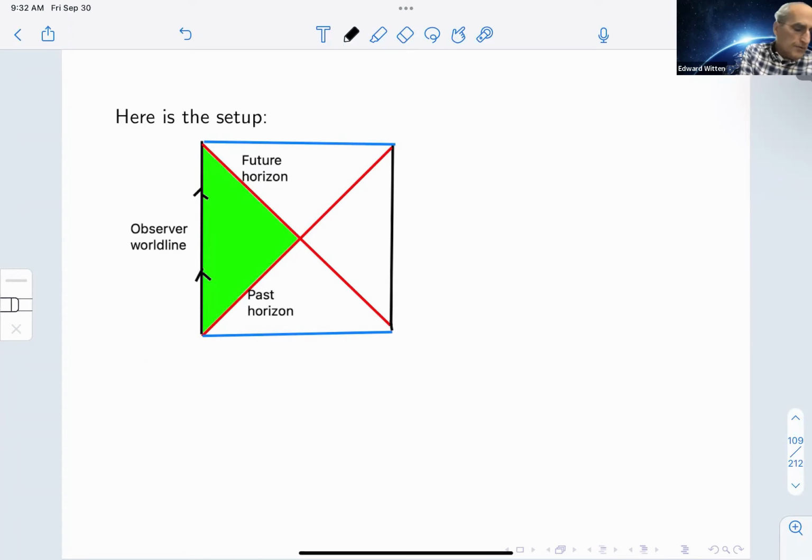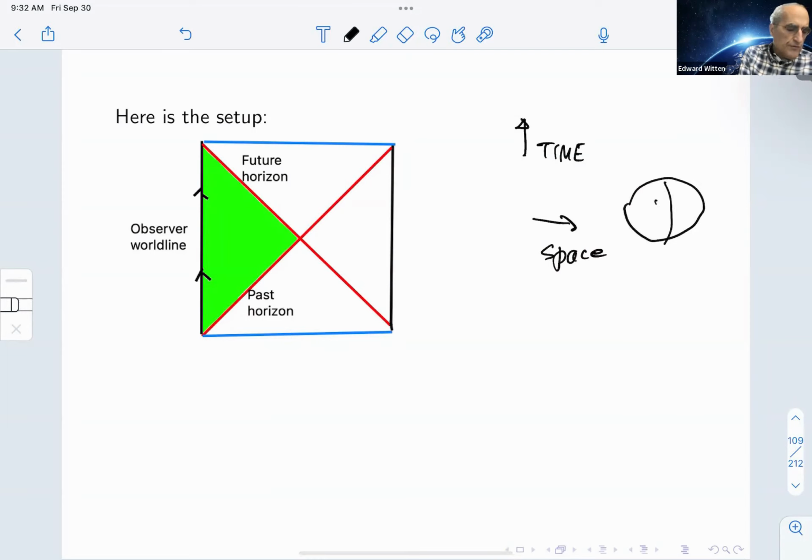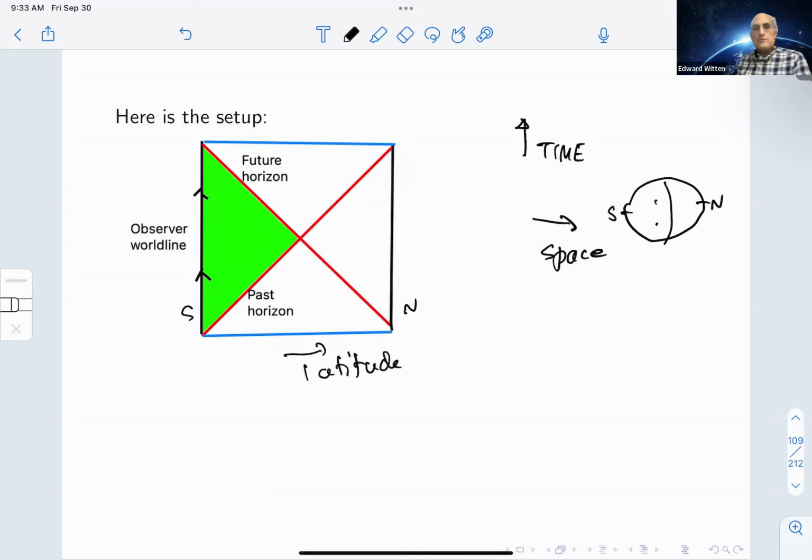In this diagram, time runs vertically, and space, or really one direction in space, runs horizontally. A spatial section of de Sitter space is a sphere, let's say with a south pole and a north pole. The south pole and north pole are at the ends of the diagram, and you could think of the horizontal line as representing the latitude.